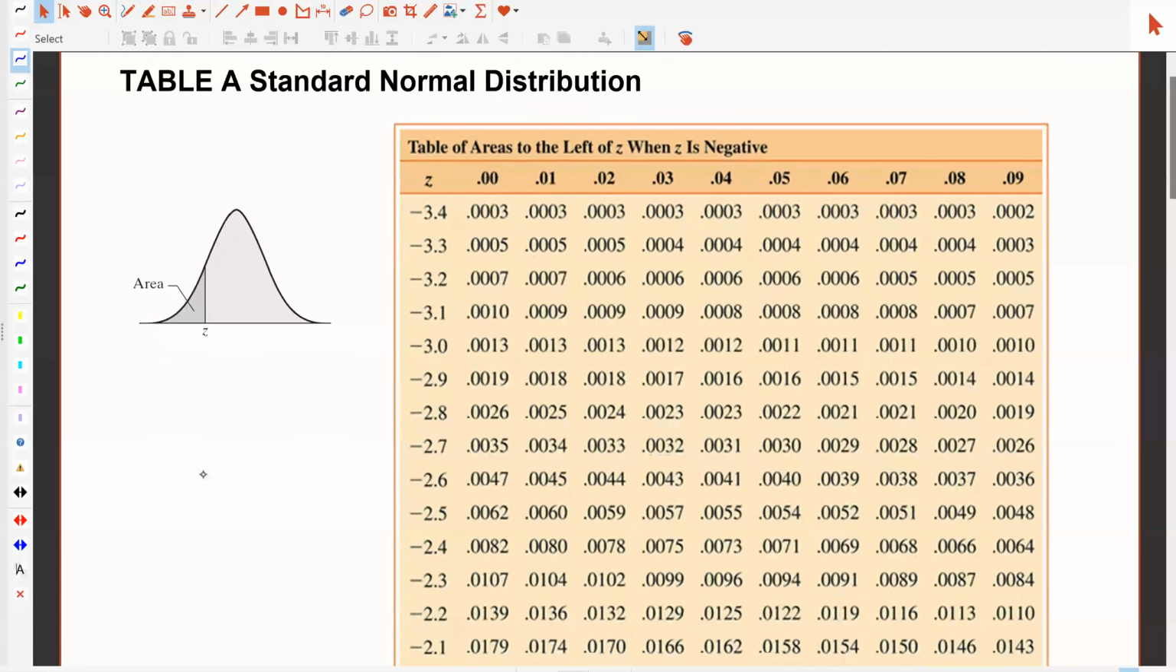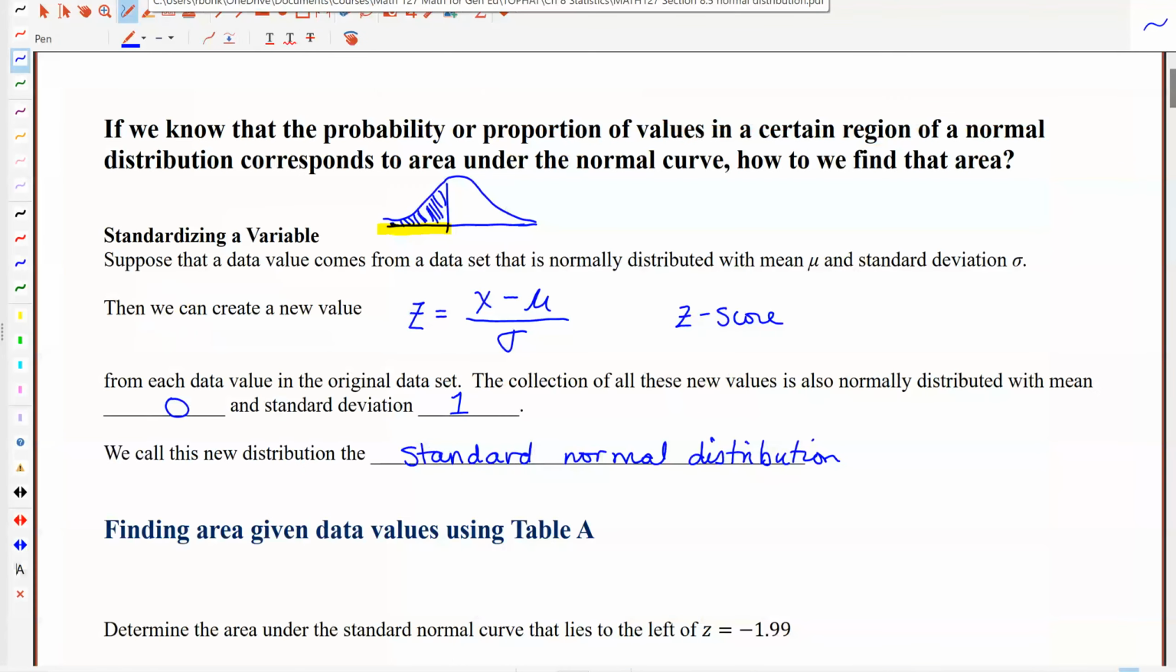What this table is going to tell me is, if I have a given z-score, what the area is under the curve to the left of that z-score. Now that is very, very special. When I'm given a particular z-score, this table of values is going to tell me what the area is under the normal curve to the left of that value. So I can then use these tables to find areas for certain data values. So let's work through a couple of examples.